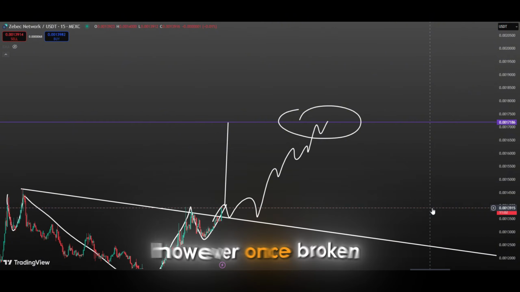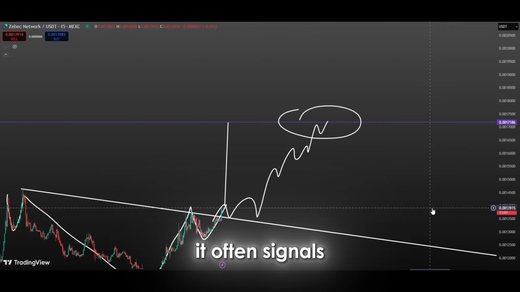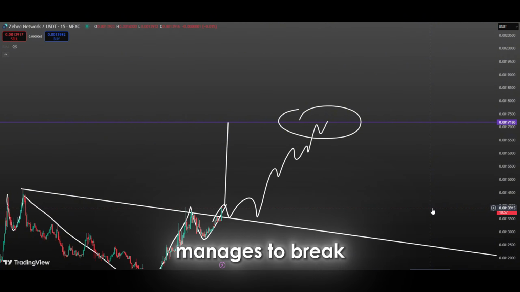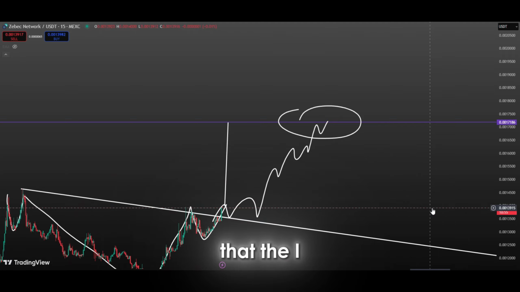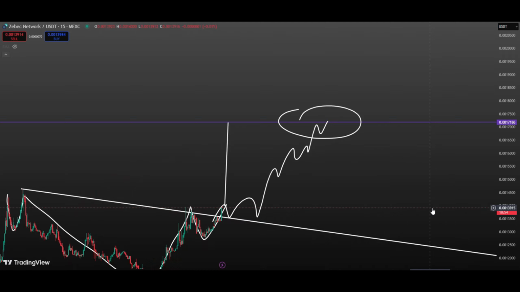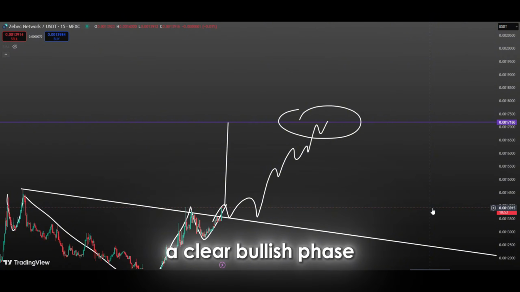However, once broken with strong momentum, it often signals a powerful upward move. At the moment, the price is trading very close to this neckline. If the price manages to break above this neckline with strong volume support, it would confirm that the IH and S pattern is complete and that the market has entered a clear bullish phase.